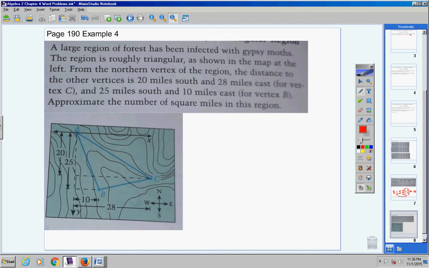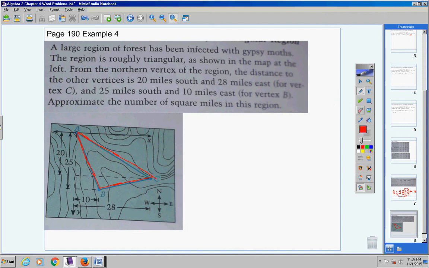In your notes, I would write down page 190, example 4. A large region of forest has been infected with gypsy moths. The region is roughly triangular as shown in the map at the left. The distance to the other vertices, excuse me, is 20 miles south and 28 miles east for vertex C, and 25 miles south and 10 miles east for vertex B. Approximate the number of square miles in this region.